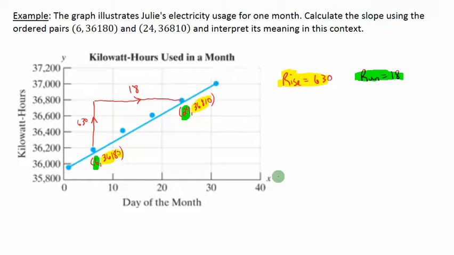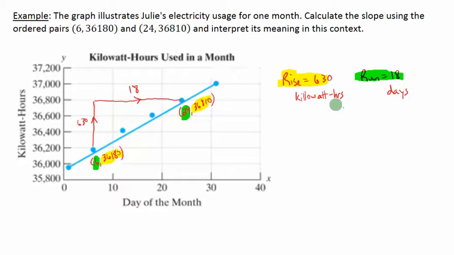Now let's be a little more specific here, because in this context, those numbers have units. So my rise is not just 630, it is a change of 630 kilowatt hours because it's a vertical change in this vertical axis. My run is 18 days. That's a change of 18 days.